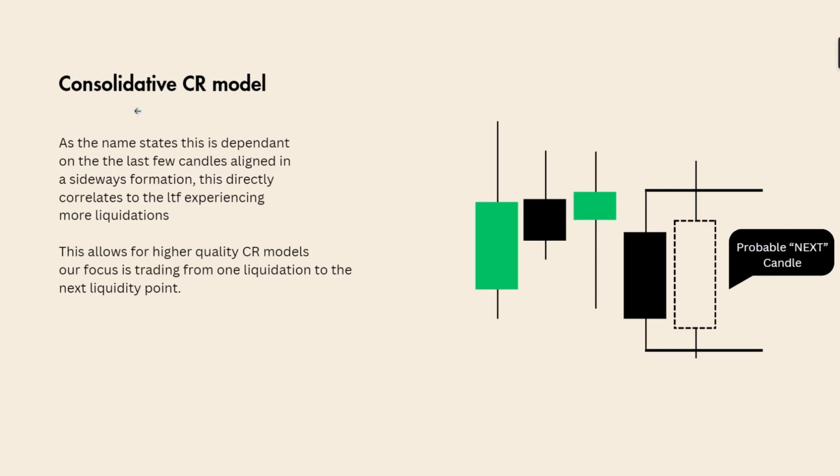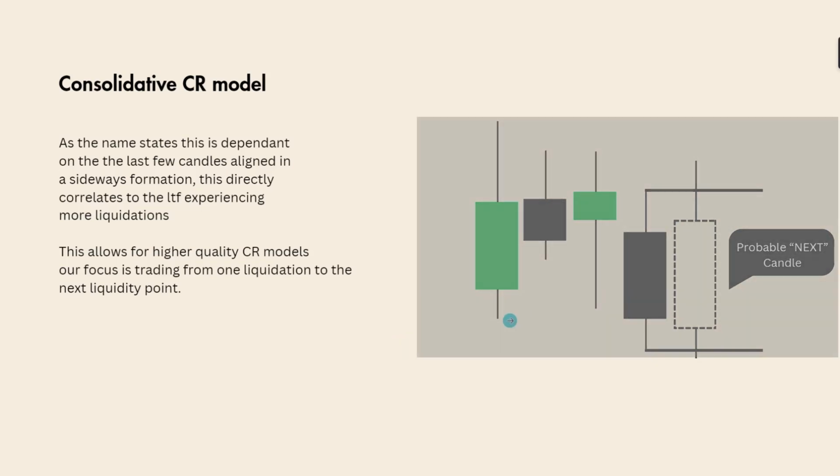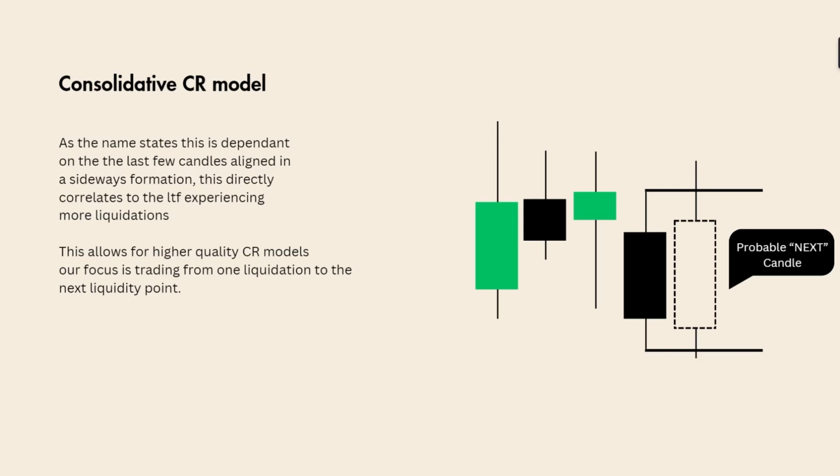Here is our next model, the consolidative CR model. Okay, as the name also states, it's a consolidative formation of our last few previous candles forming in a sideways formation, as you can see right there. Not much bullishness or bearishness is shown in high potential. But it also does not have to be indecisive candles. It can also be full body candles, but just make sure they're all sort of trapped in that low range between this sideways movement.